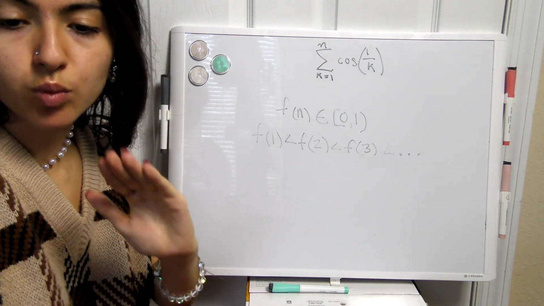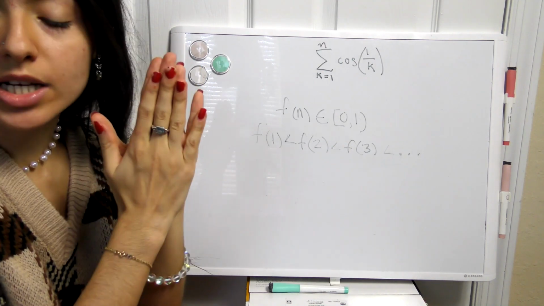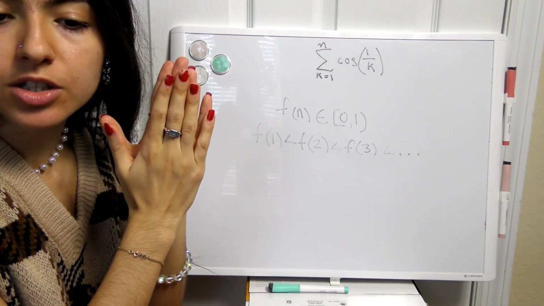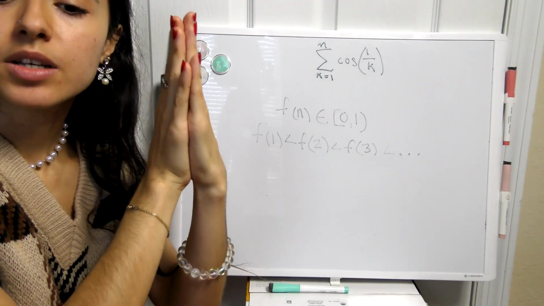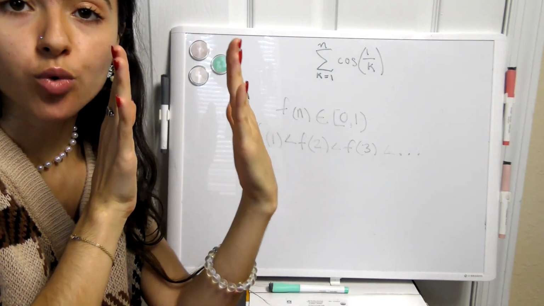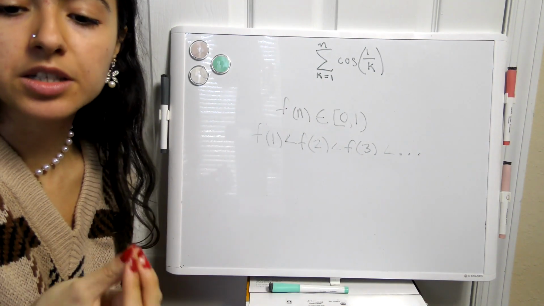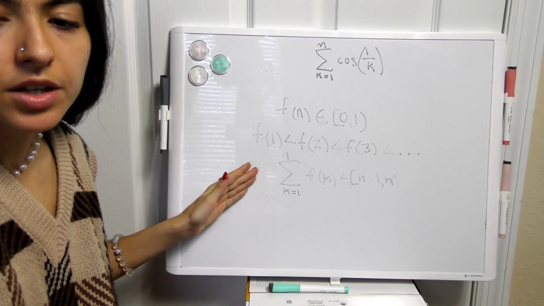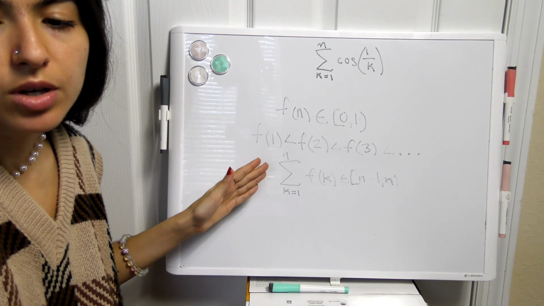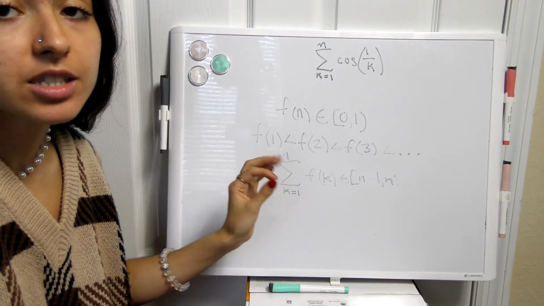My hand represents 1. Let each f of n be right up against 1. Now, let's look at the sequence in reverse, which means it is decreasing. Then, each f of n moves further away from 1. And since the lower bound of each f of n is 0, then the partial sum of f is in the interval [n minus 1, n), not including n.